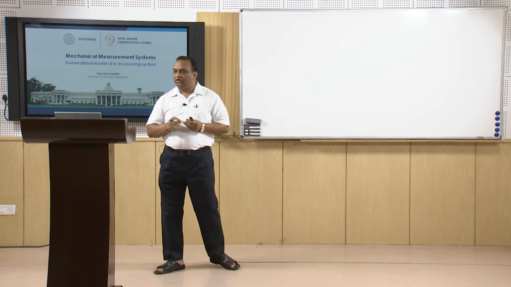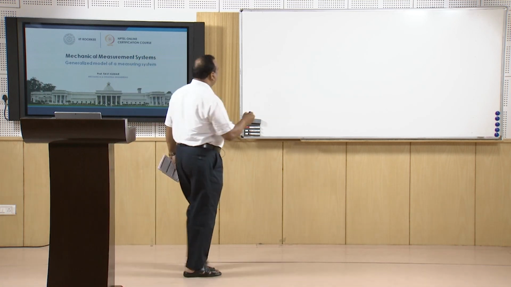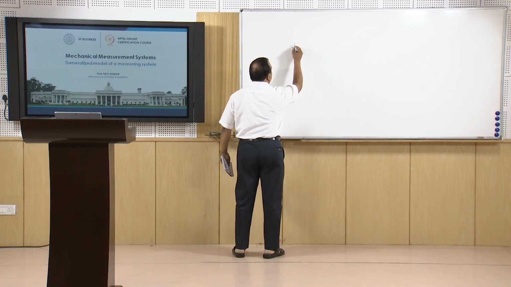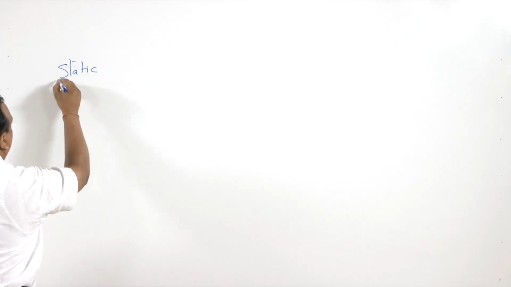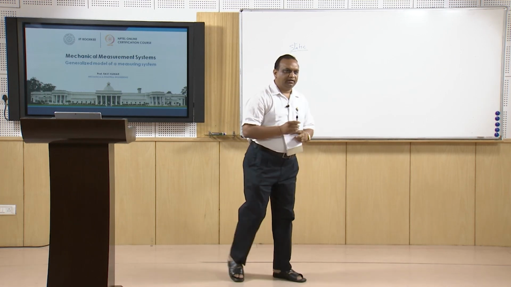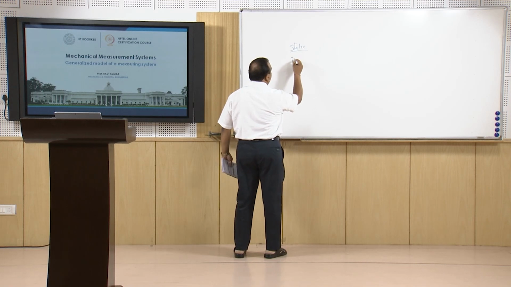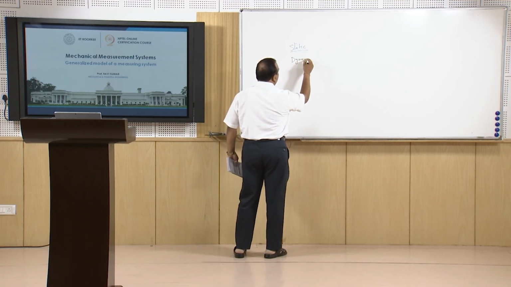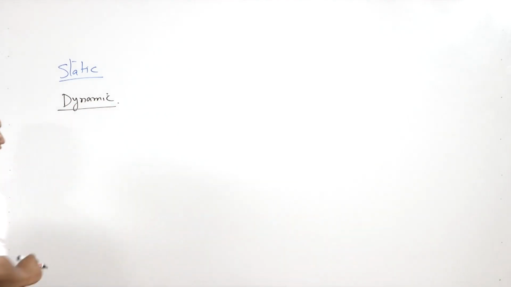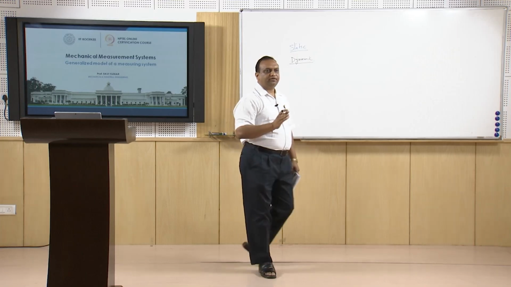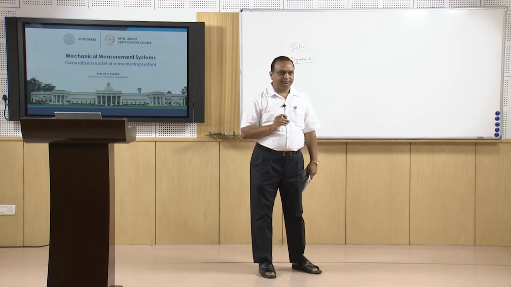Now we will start with dynamic characteristics of a measuring instrument. So far we have discussed the static characteristics. This we have amply discussed. In the static characteristics there was no function of time, right? But now we are going to discuss the dynamic characteristics of the system. Dynamic characteristics means the response of the system as a function of time.